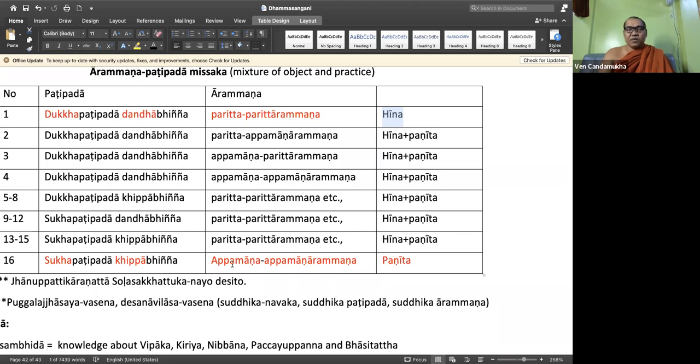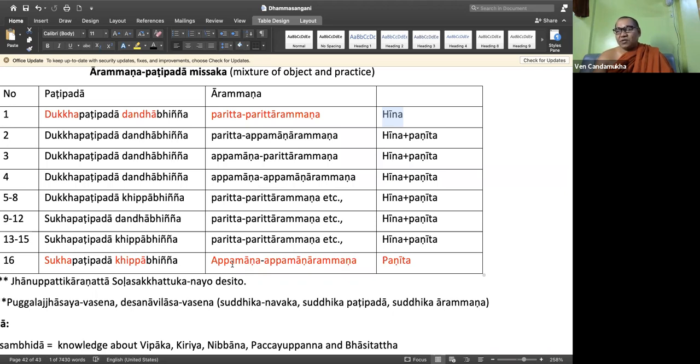So purely panida, purely hina, and then what? A mixture of hina and panida. That is explained in the first paragraph of paragraph number 186 of the Atthasalini. So the reason is why the Buddha preached this kind of method.